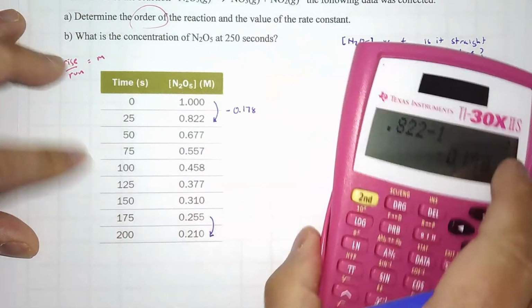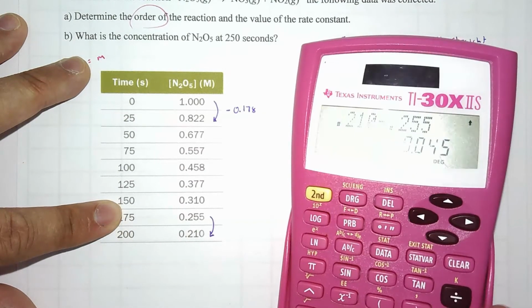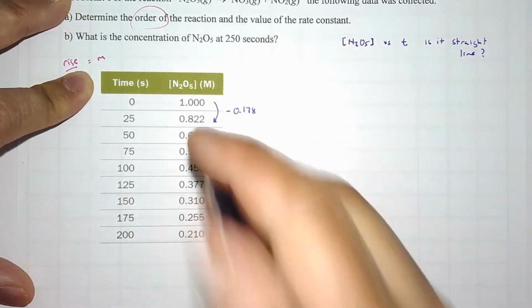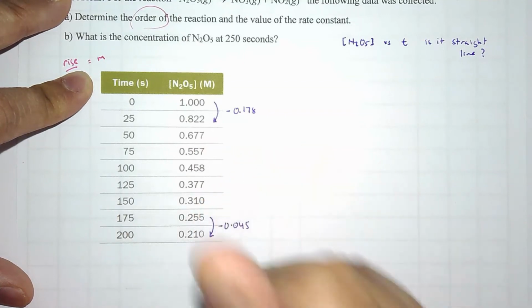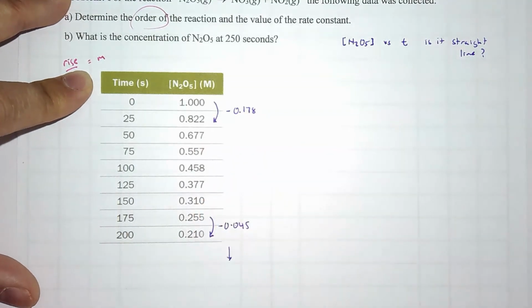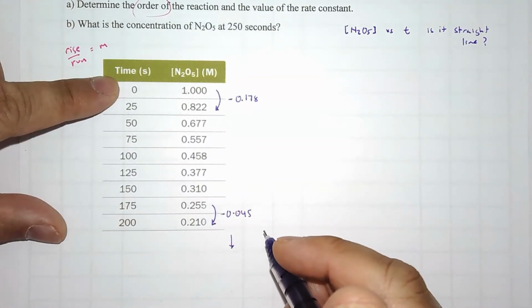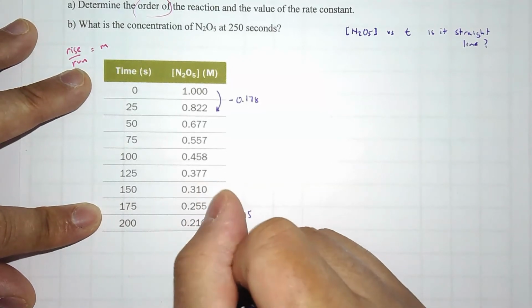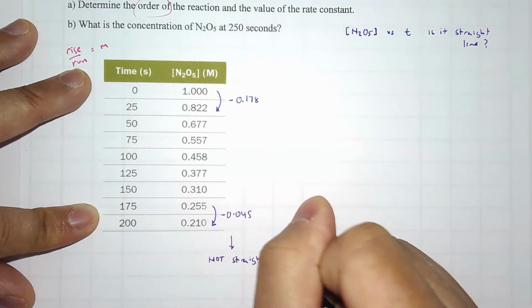Over here, the difference is 0.210 minus 0.255. So the difference is minus 0.045. Those are not the same. So our conclusion is that the slope is not consistent over the full range, meaning that this does not give a straight line. Not a straight line.